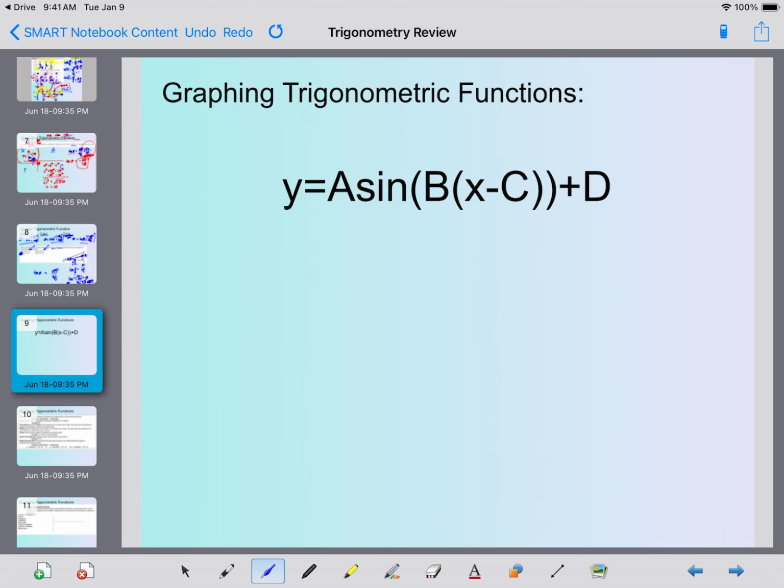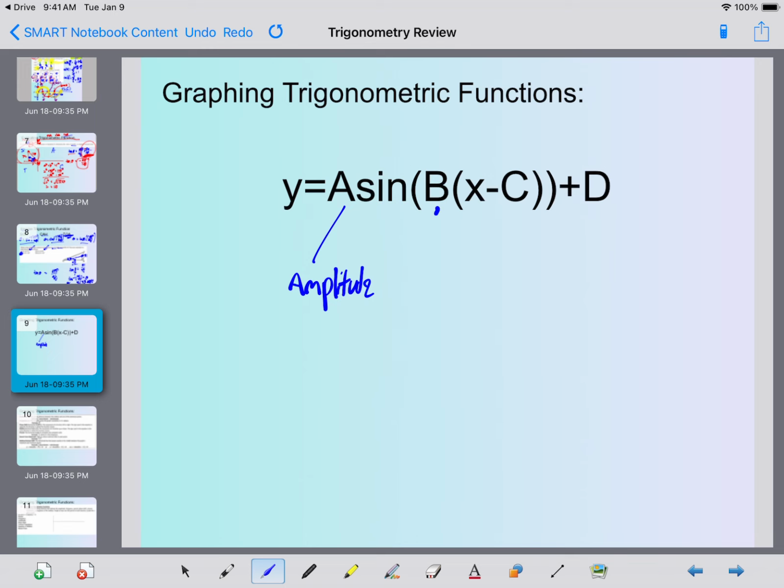Now for graphing trig functions, it's so important that you know this form. This is the most general form of a trig function, right? Remember, you could remember it as your transformations, but it is kind of important that you know the vocab as well. So let's go into the vocab, right? A is your amplitude, right?